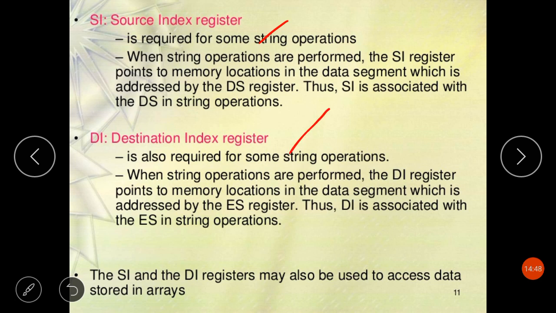And the last one is the destination index. Here the extra segment register points to the extra segment in which data is stored. String instructions always use the extra segment and destination index to determine the 20-bit physical address for the destination.